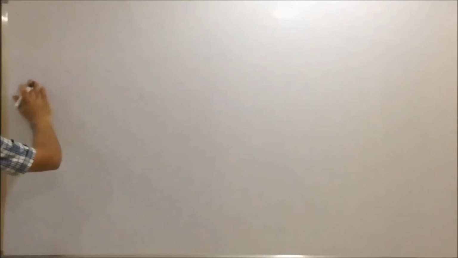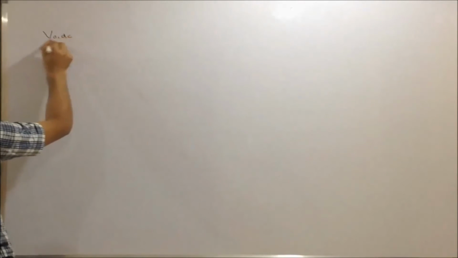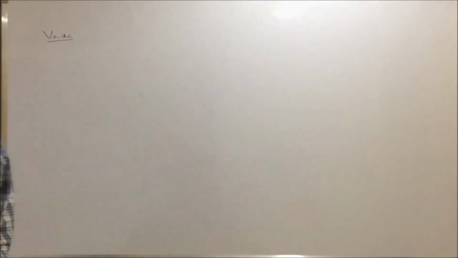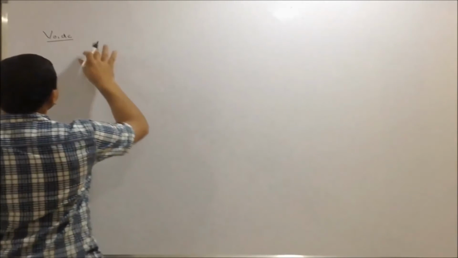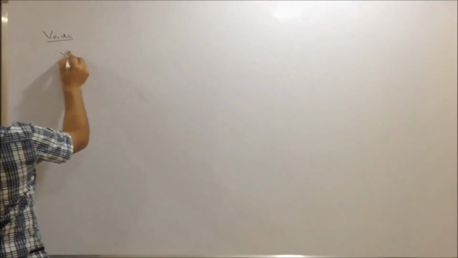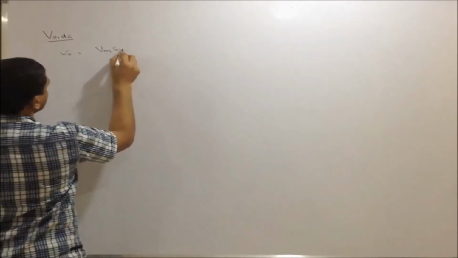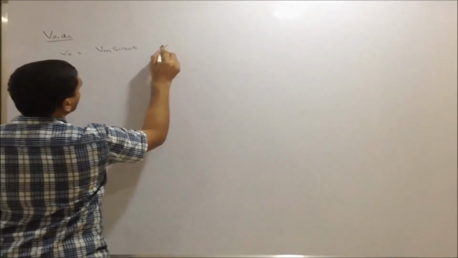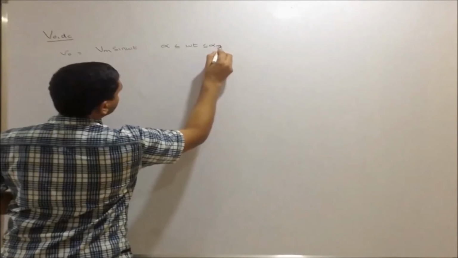Now we will calculate V0 DC. For calculating V0 DC, we have to look at the V0 waveform. So you tell me how V0 is. V0 is having two parts. One is V0 equal to Vm into sin omega t for alpha less than or equal to omega t less than or equal to alpha max.